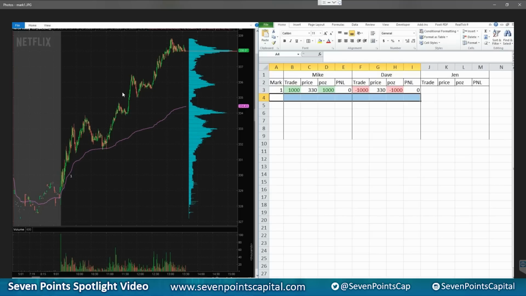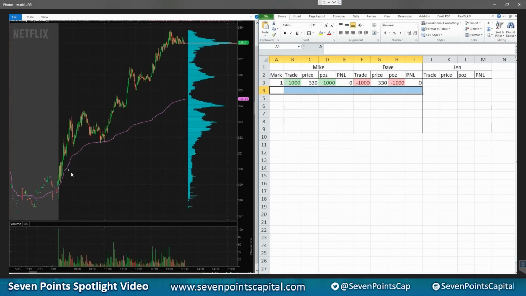What we're going to do is limit the number of participants to three, where Mike, Dave, and Jen are three participants in Netflix. Nobody else could trade Netflix, just to keep it simple, and you guys will see why I want to do this. So basically, spot one here on the chart, if you look at my cursor, is where we have a trade. Let's look at that example here.